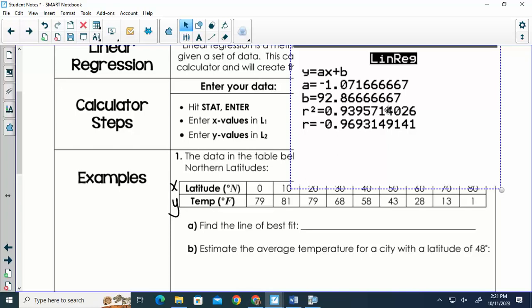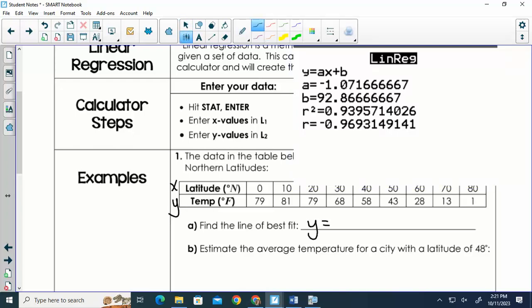All right. So we are trying to get the line of best fit, and this really gives it to us. So it's y equals, and you'll notice this says AX, and then it tells me what A is. So A is our slope. Let's just round to 2 decimal places. So negative 1.07. Would the 1 cause me to round up or stay the same? Stay the same.